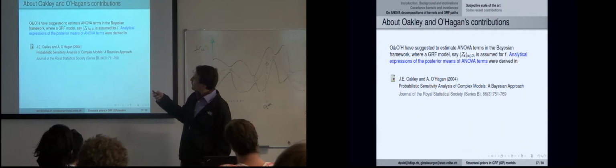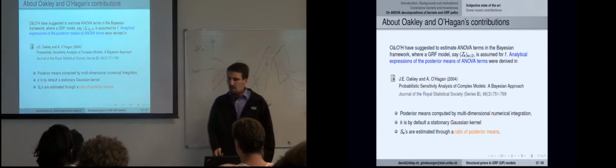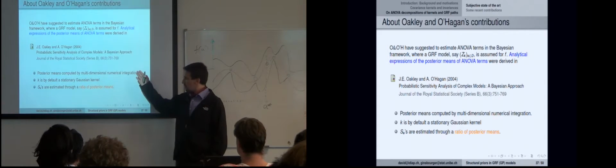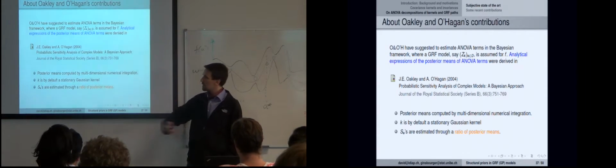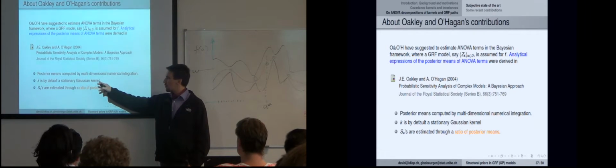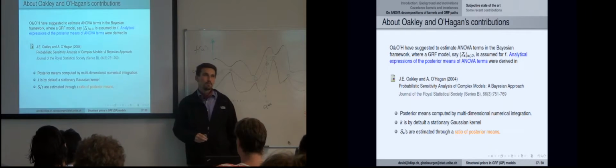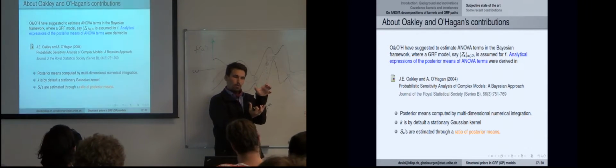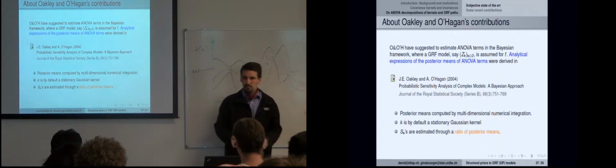First, Oakley and O'Hagan have contributed to the topic with a very nice paper, JRSSB in 2004, where they assume a Gaussian random field prior for F. And they have calculated analytically the posterior means of the ANOVA terms. And even if the paper is really a very great paper, there are a few drawbacks. The posterior means are computed by multidimensional numerical integration, so there still is something expensive about the way it's done. The kernel that they use by default is a stationary Gaussian, and there the Sobol indices are estimated through a ratio of posterior means. So you remember you had a ratio of norms or square norms. They take the posterior mean of the numerator divided by the posterior mean of the denominator as an estimator of the ratio, which is something we can question.